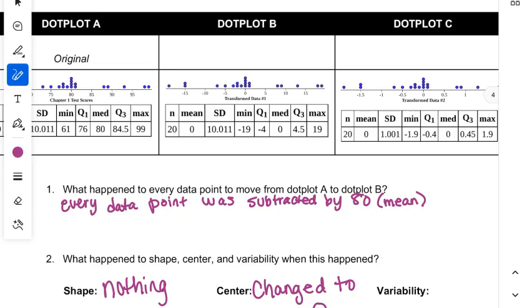And then variability, look at your x-axis of the original. It was like 80, 85, 90, 95. Then look at dot plot B, 0, 5, 10. Is variability the same? Look at your x-axis. It's not the same numbers, but see how it changes, like the scale? It's still 5. So our variability, nothing happened to it.